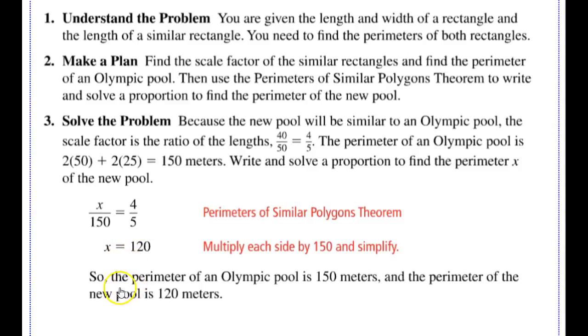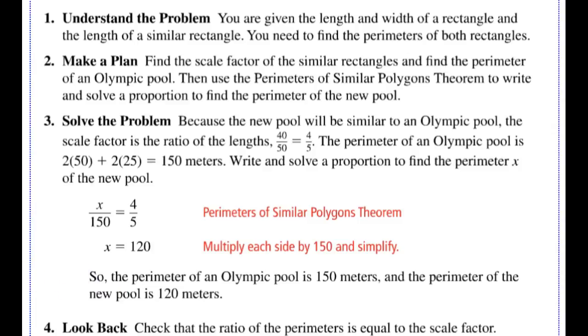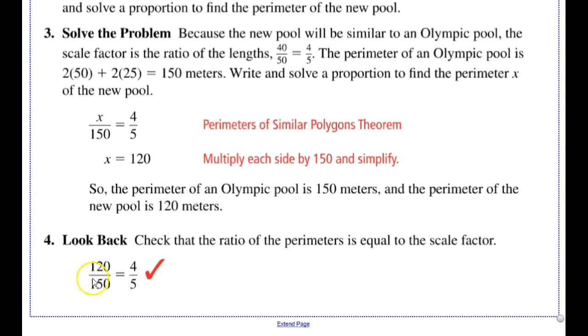Okay, so now I can go back and double check. So I can plug in that 120 over 150, and it does equal 4/5, so it does simplify to that. So I know I was right in my math. So the perimeter of my new pool is 120.